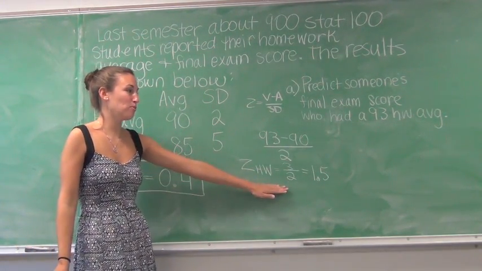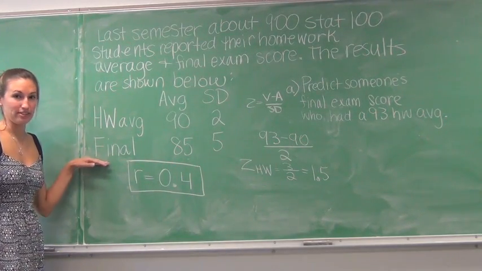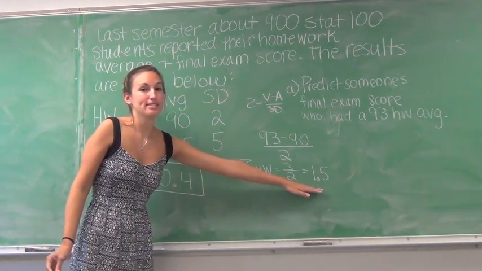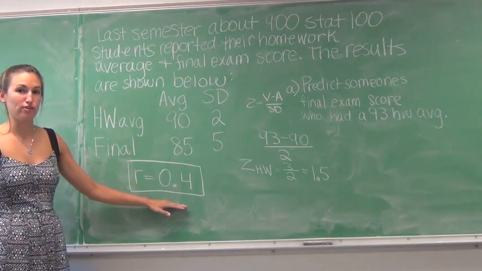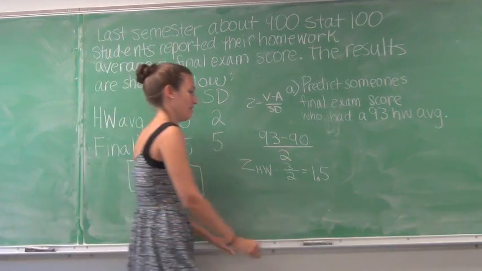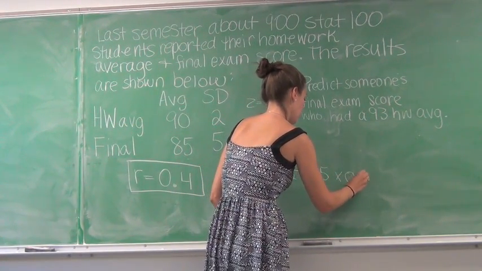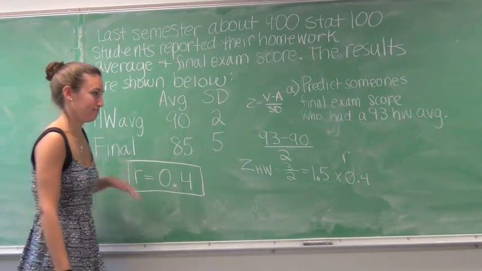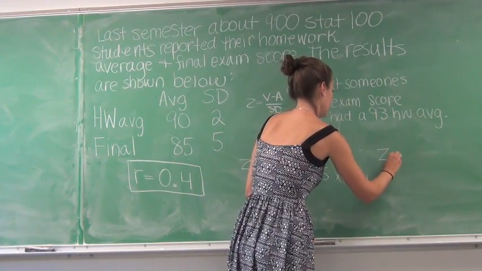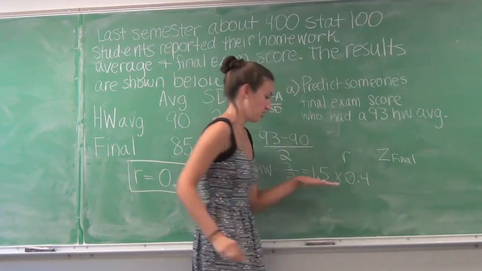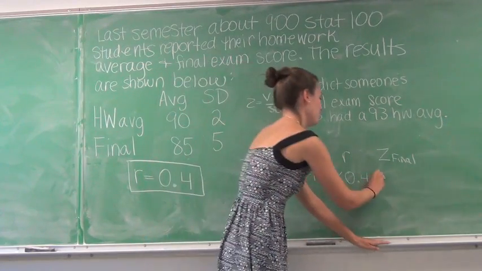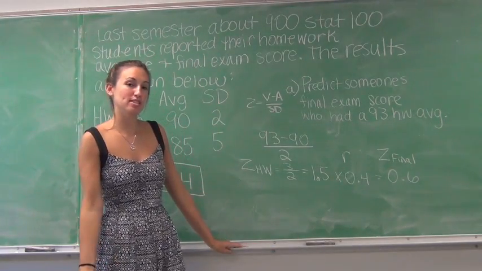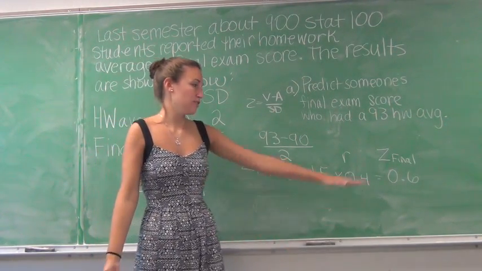So now we have our z-score for homework. We want to get our z-score for final exam. So remember, this is just Chapter 7 material. We're just going to multiply this z-score by our correlation coefficient. So we're going to do 1.5 times 0.4 to get our z-score for final exam. So our z-score for the final is just 1.5 times 0.4, which ends up being 0.6. So now we have two z-scores, one for the homework average, one for the final exam.